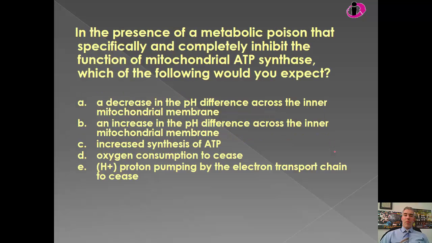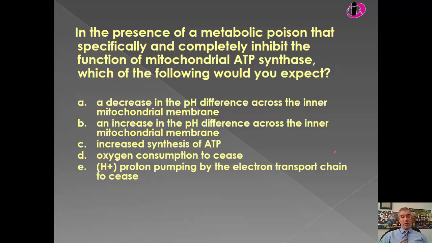In the presence of a metabolic poison that specifically and completely inhibits the function of mitochondrial ATP synthase, which of the following would you expect? So you inhibit ATP synthase. Now think about what ATP synthase does to answer this question. It generates ATP, right? So if you inhibit that, you're not going to make much ATP. But also it's going to stop the flow of hydrogen ions back across the membrane. Okay? So let's check each one of these.